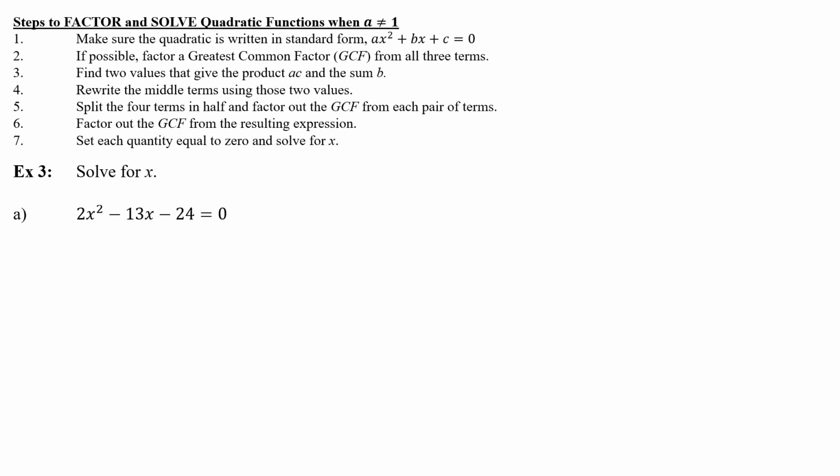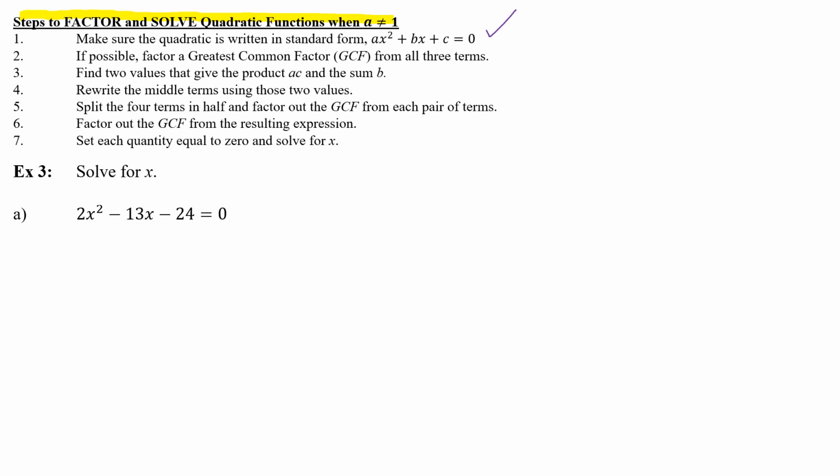Example 3, solve for x. We're looking at 2x squared minus 13x minus 24 equals 0. Now we're looking at a different set of directions this time around because we're looking at the steps to factor and solve quadratic functions when A is not 1. And the process changes quite differently for when A is not 1. So, first step, make sure the quadratic is written in standard form, Ax squared plus bx plus c equals 0. Sure enough, 2x squared minus 13x minus 24 equals 0 is standard form.